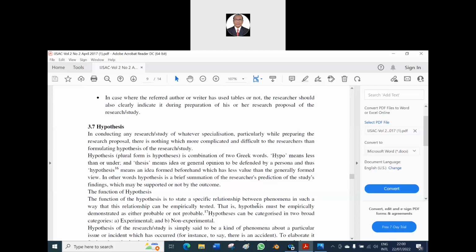The Greek word hypo means less than or under, and thesis means an idea or general opinion. Hypo, presumption; thesis, general opinion. So that is called hypothesis: an idea formed beforehand, which has less value than a generally formed view. It is an assumption. In other words, a hypothesis is a brief summation of the research prediction of the study's findings, which may be supported or not by the outcome.